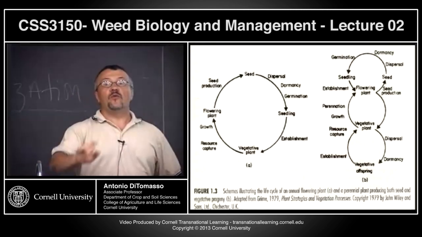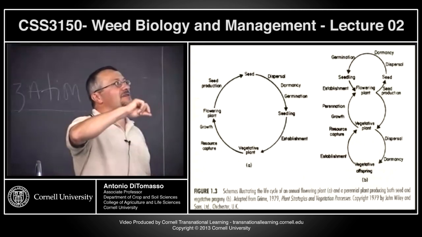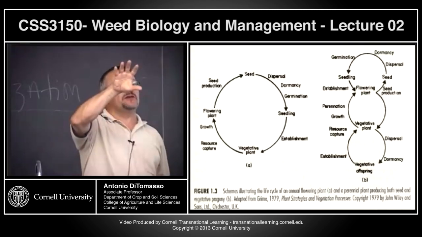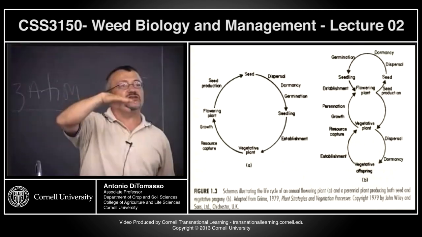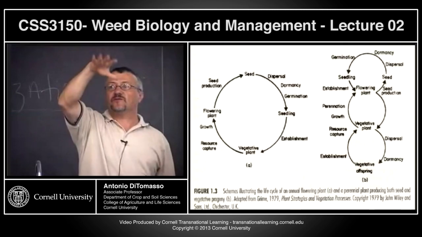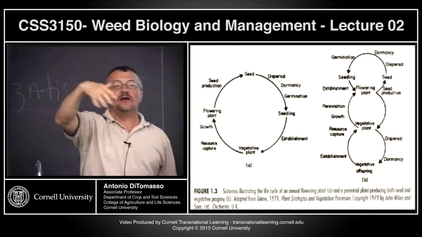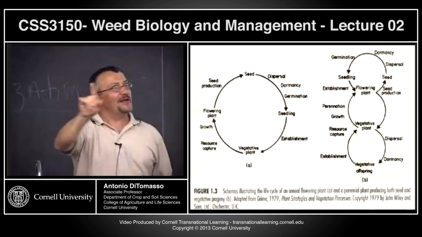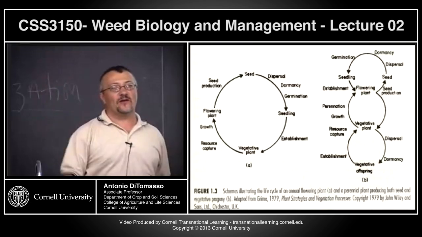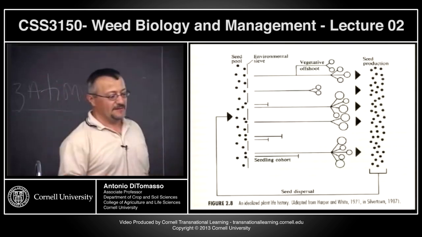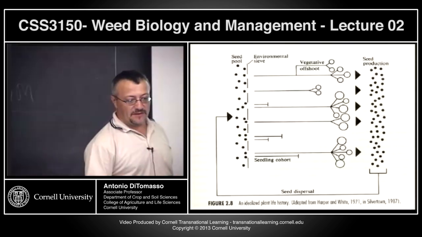So what we call that is a monocarpic perennial. So it's a perennial, but it survives, flowers once and dies. Most of our weeds that are perennials do not do that. And again, even some of our fruit trees, okay? So that's something to think about.